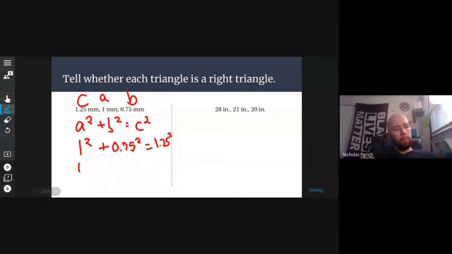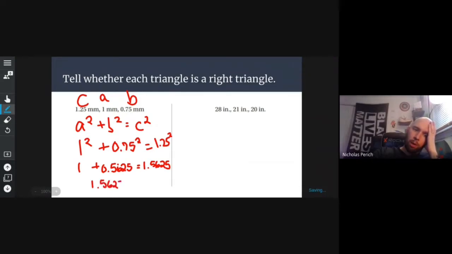1 squared is 1. 0.75 squared. 0.75 raised to the second power is 0.5625. Okay. 1.25 squared. 1.25 raised to the second power is 1.5625. I'll need a calculator for this one. 1 plus 0.5625 is 1.5625, which is what I got on the left, which so happens to match up with what I have on the right.